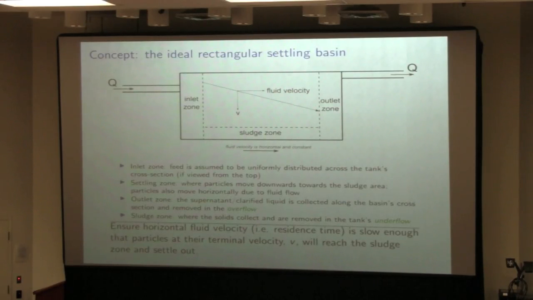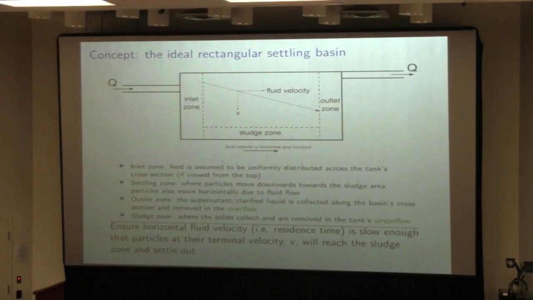This doesn't exist in principle, in the sense that we don't have these zones in reality. But from a conceptual point of view, and if you wanted to even build a mathematical model for it, this would be a good first start.